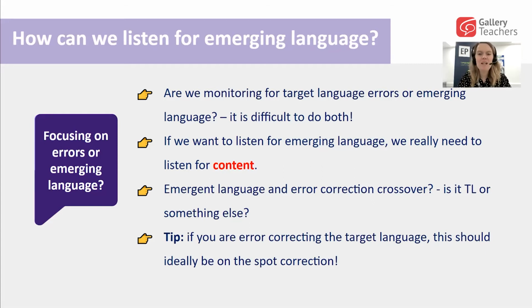Emergent language normally comes from when we're listening to students during a speaking activity and writing down notes for delayed correction. So really, if we're error correcting target language, that probably should happen there and then on the spot, because we don't want the students to keep saying those things incorrectly and to have fossilized errors with that particular target language that we've been teaching.